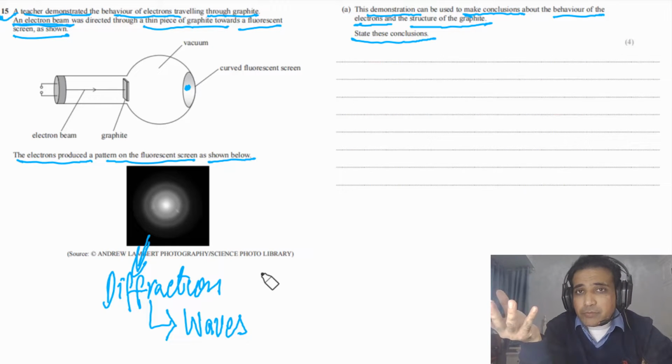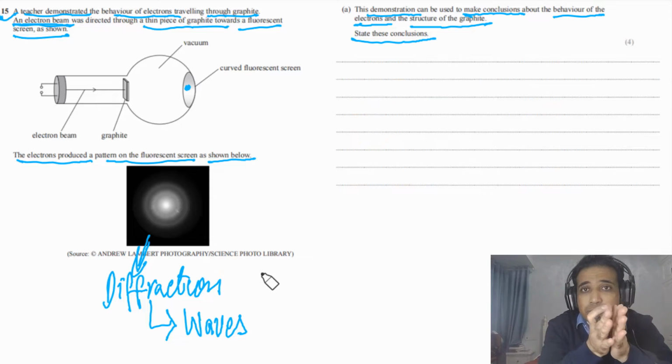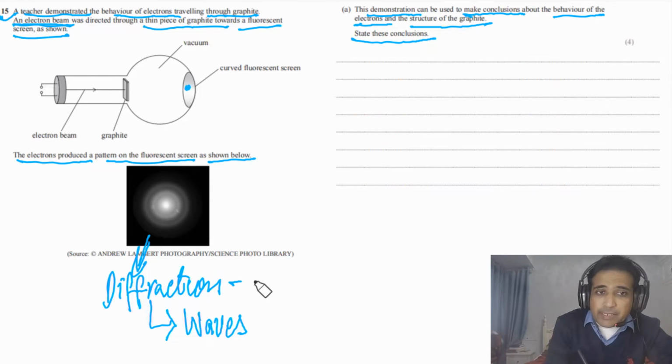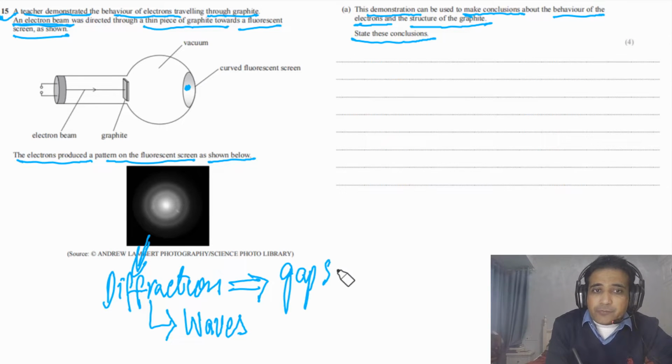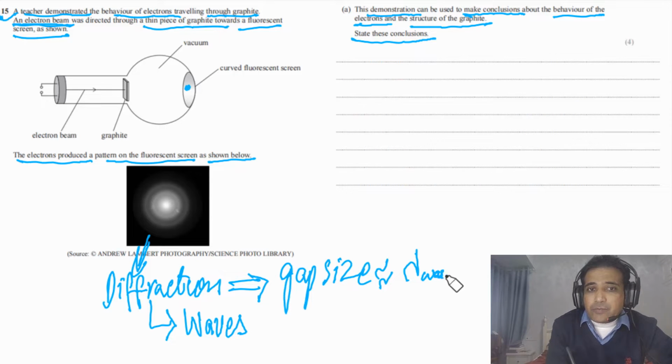How do we know they are behaving as waves? Because electrons diffract. Diffraction takes place if the gap size is about equal to the wavelength, lambda, of the wave.